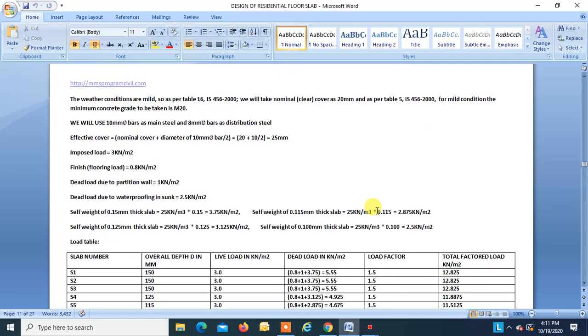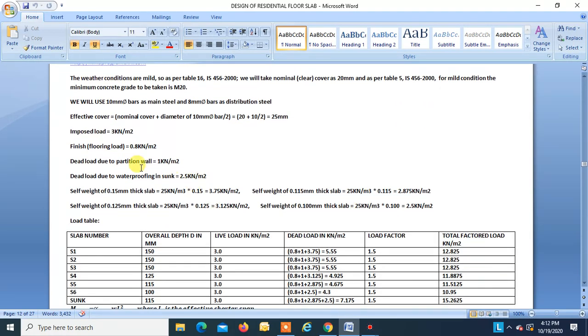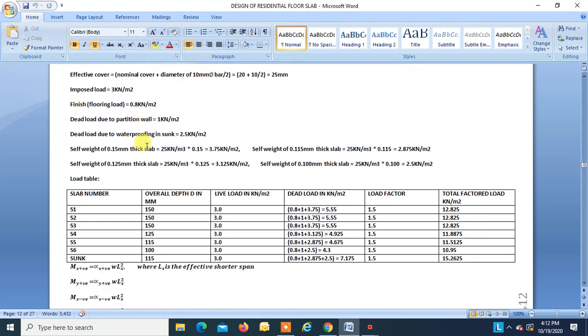Okay. Now let us take the loads. Imposed load is 3 kilonewton per meter square. Finished floor load is 0.8 kilonewton per meter square. Dead load due to partition wall we are taking as 1 kilonewton per meter square. Dead load due to waterproofing in sunk we are taking as 2.5 kilonewton per meter square. Okay. So now these are the self weight for four different thickness.